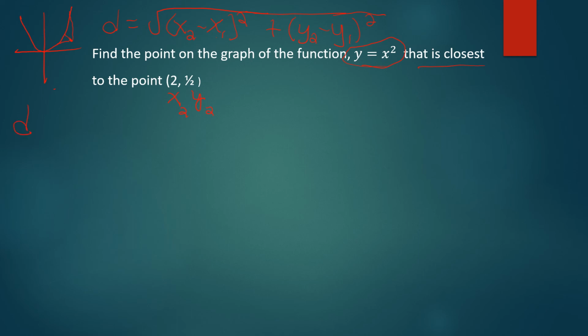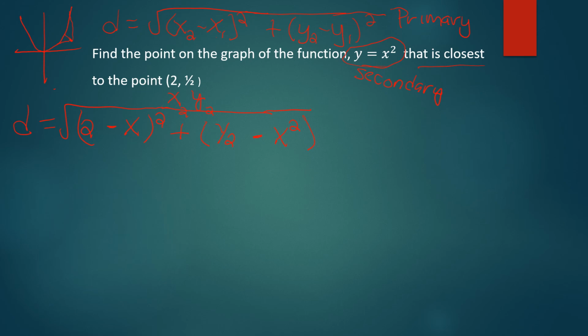So my formula now looks like this. D is equal to the square root of x2, we're going to say is 2, minus x, quantity squared, plus y2 would be 1/2 minus y1, which is going to be x squared because y is equal to x squared. So I'm just replacing it with x squared, so I'll have all one equation. So in other words, this became my secondary equation, and this is my primary equation because this is what I'm optimizing.